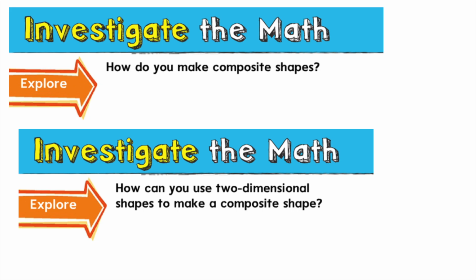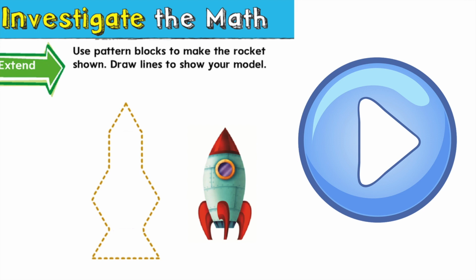Today we will be learning how to make composite shapes. And we will also explore how you can use two-dimensional shapes to make a composite shape. I want you to look at the screen. I have a rocket. Next to the rocket, there's an outline of a rocket. We are being asked to use pattern blocks to make the rocket shown. It's asking us to draw lines to show our model.